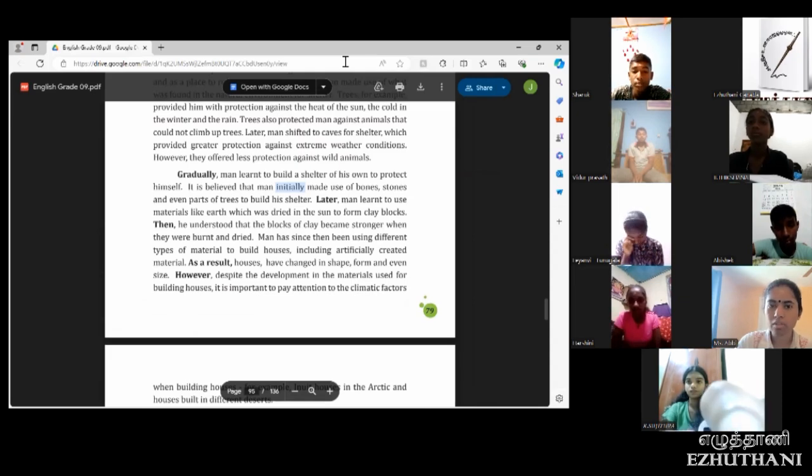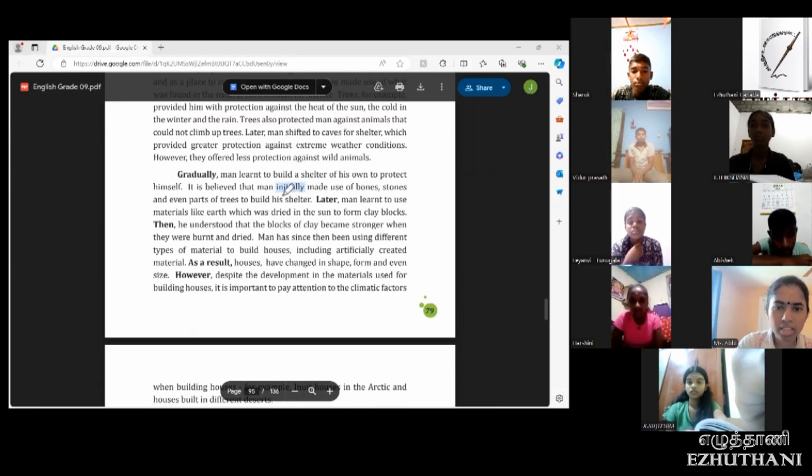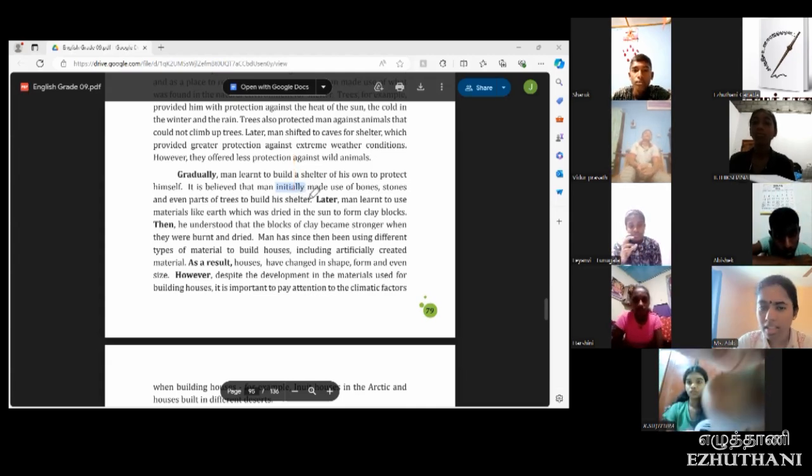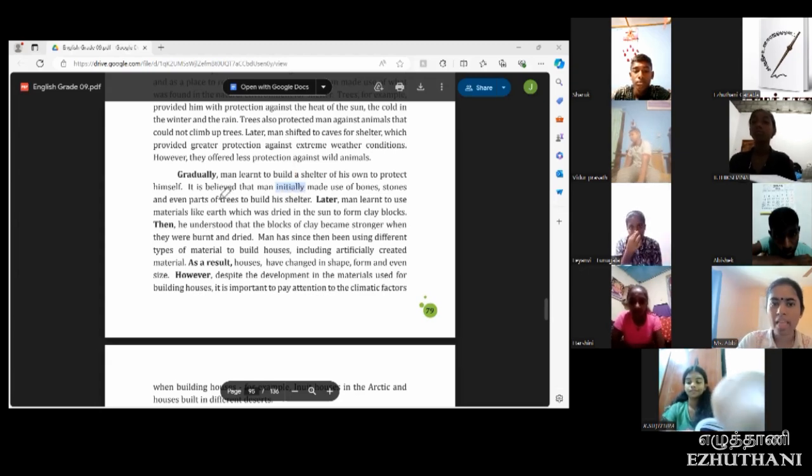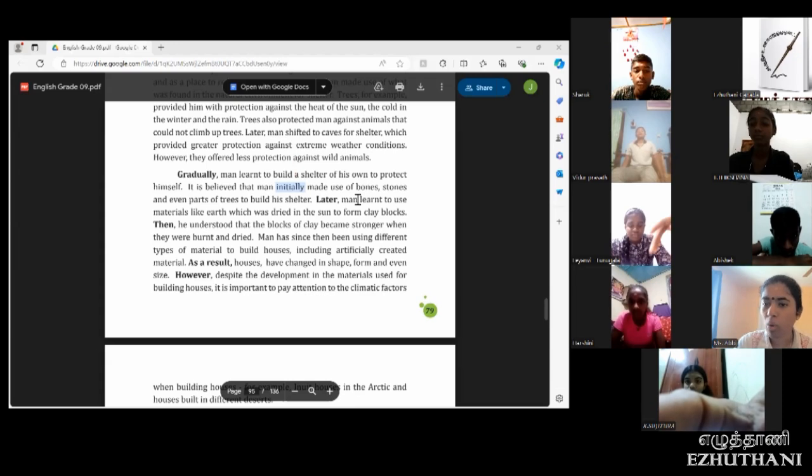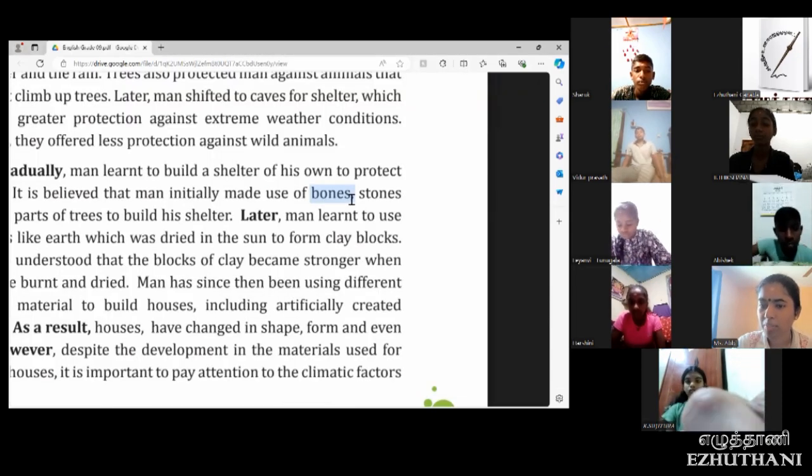At the beginning of class, I don't know if you remember, I told the class about the T sound. It's not "initially" with a chill sound. That's what people might say, but it's "initially." It is believed that man initially made use of bones. What does bones mean? Abhishek, what does bones mean?